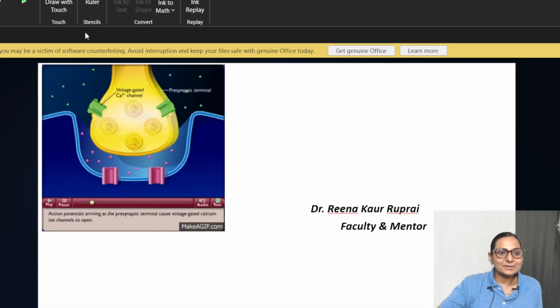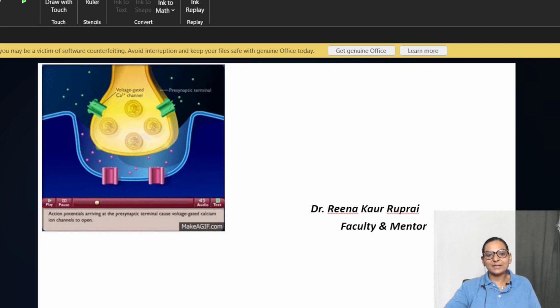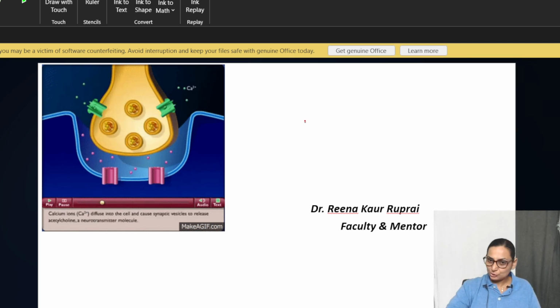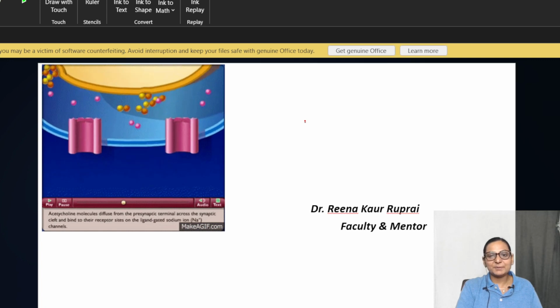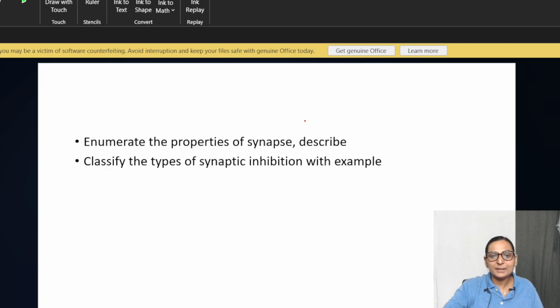So, as we were studying synapse, we had already covered the structure of the synapse, we've covered the synaptic transmission, the differences between the IPSP and EPSP, and the types, the electrical synapse and the chemical synapse. Let's move on now towards the properties of synapse.